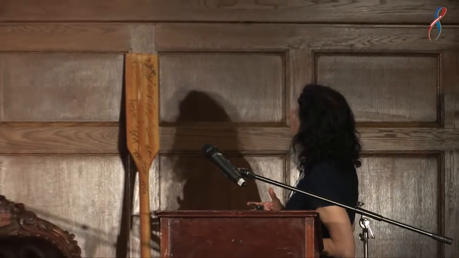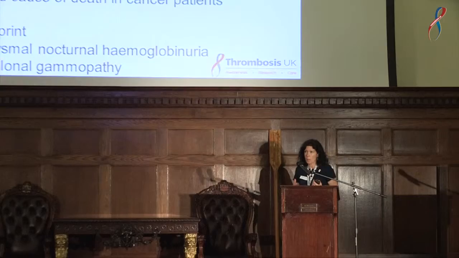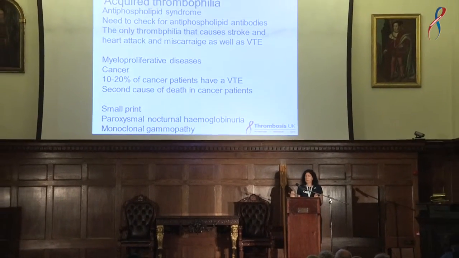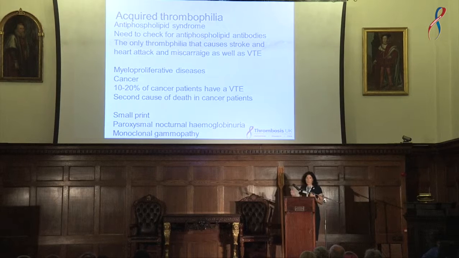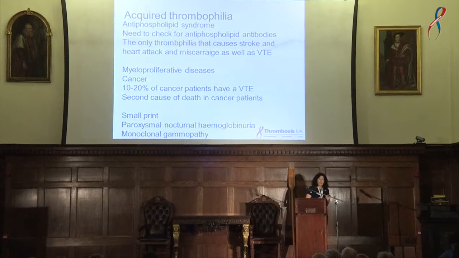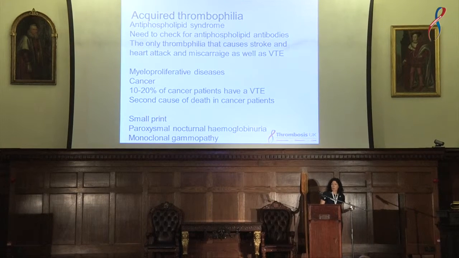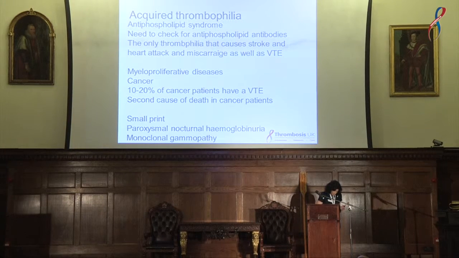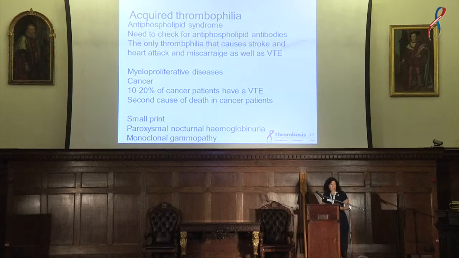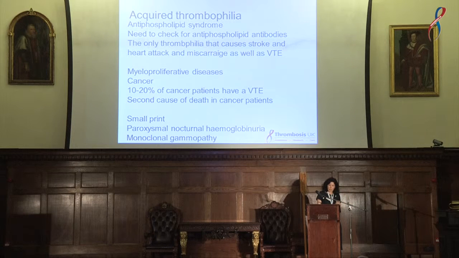So if we just have a look at the acquired thrombophilias, the key one is antiphospholipid syndrome, where you develop an antibody in your blood against phospholipid that makes your blood more sticky. And this is when we start breaking the rules. We talked about the fact that these risk factors are only for venous blood clots, but in fact, antiphospholipid syndrome breaks all the rules, and it can actually cause stroke, and it can cause heart attacks, and it can cause blood clots really anywhere in the body.